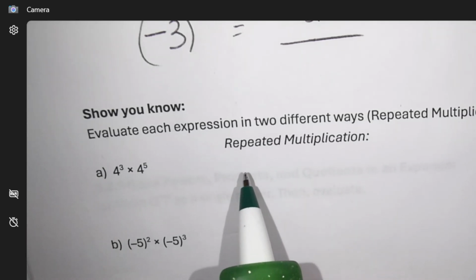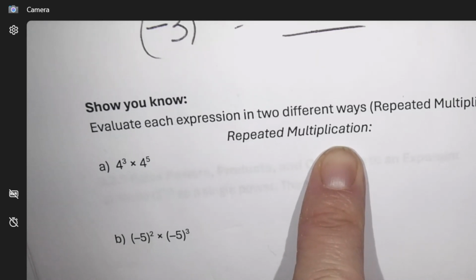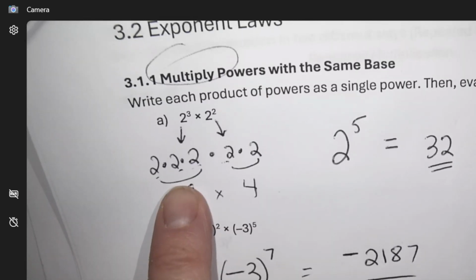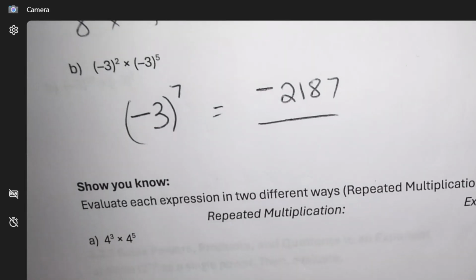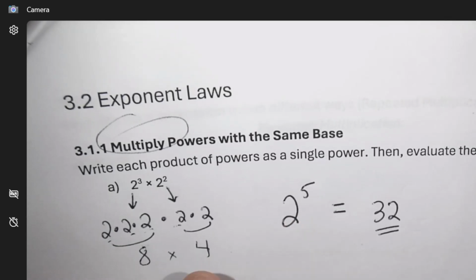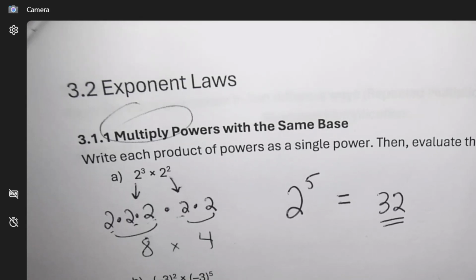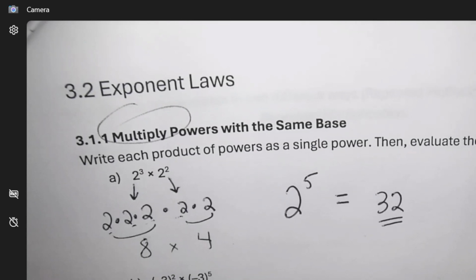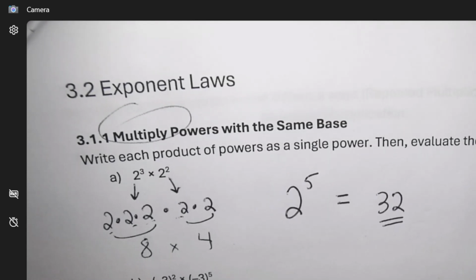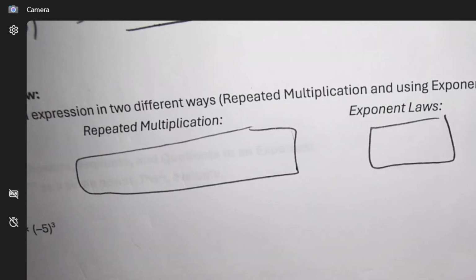Okay, next section. Showing me you know, I want you to write it out as repeated multiplication. So what does repeated multiplication mean? I want you to write it like this. And exponent law, what does that mean? I want you to write it like this, 2 to the 5th at the end. It says to evaluate in 2 different ways, so get me the evaluation at the very end. So get me a repetition, get me the law, and evaluate.